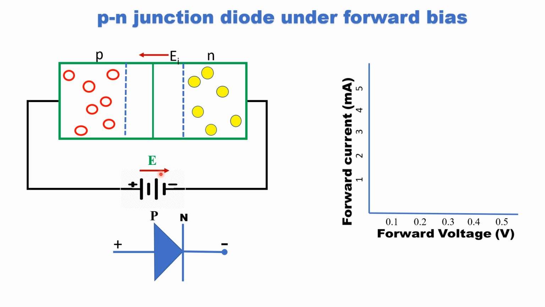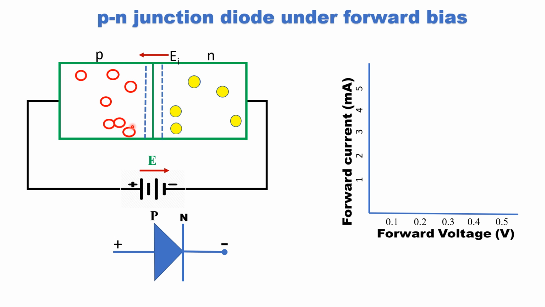Now, in this case, holes are repelled from the positive terminal and electrons are repelled from the negative terminal of the battery and move toward the junction. Because of this, the energy of some holes and electrons increases and they enter the depletion region, due to which the potential barrier is decreased and hence more majority carriers diffuse across the junction.